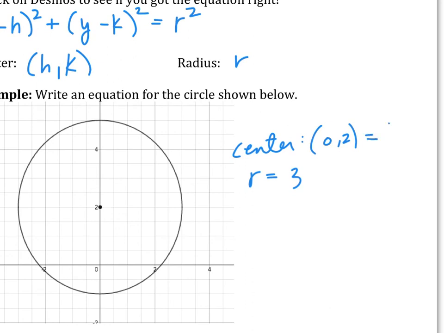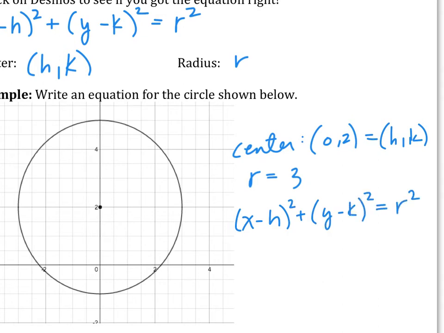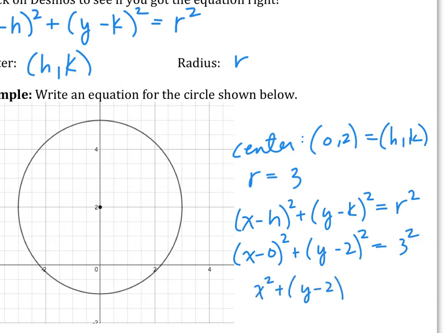We know that the center is always h, k. So let's do x minus h squared plus y minus k squared equals r squared. It's very easy. Just plug everything in. X minus 0 squared plus y minus 2 squared equals 3 squared. And all you do now is simplify as much as possible. X squared plus y minus 2 squared is 9. And that's it. So circles are really easy. You just need two things: center and radius. And then you can create your equation.